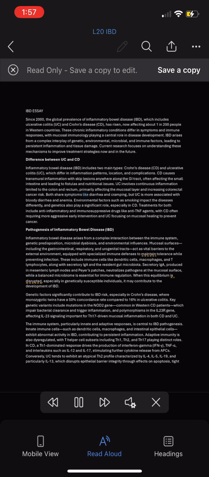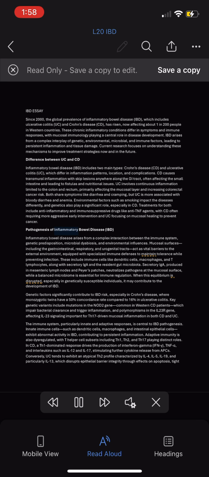Both share symptoms like diarrhea and cramping, but UC is more associated with bloody diarrhea and anemia. Environmental factors such as smoking impact the diseases differently, and genetics also play a significant role, especially in CD. Treatments for both include anti-inflammatory and immunosuppressive drugs like anti-TNF agents, with CD often requiring more aggressive early intervention and UC focusing on mucosal healing to prevent cancer.